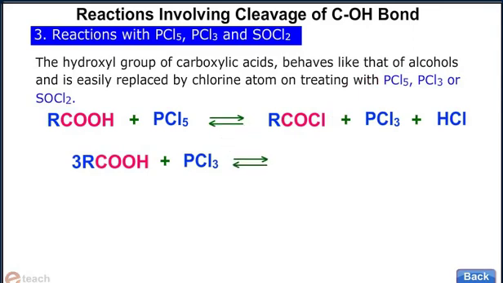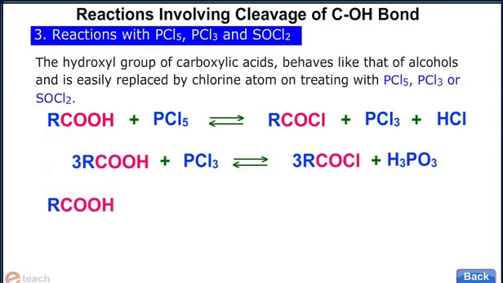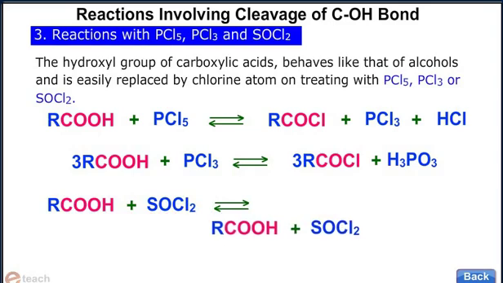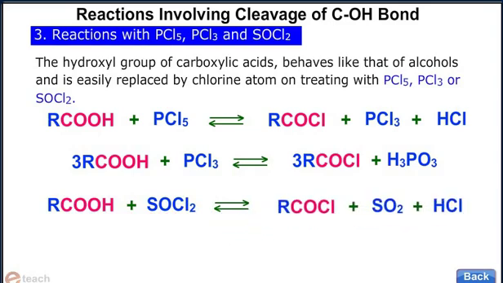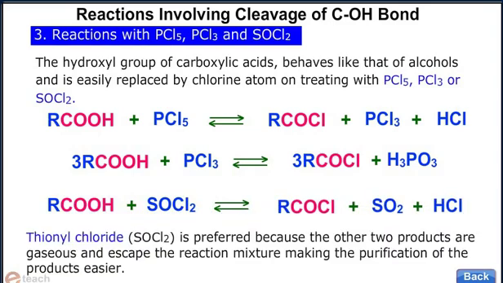3 RCOOH plus PCl3 reversible gives 3 RCOCl plus H3PO3. And finally the reaction RCOOH plus SOCl2 reversible RCOCl plus SO2 plus HCl. Thionyl chloride, that is SOCl2, is preferred because the other two products are gaseous and escape the reaction mixture, making the purification of the products easier.